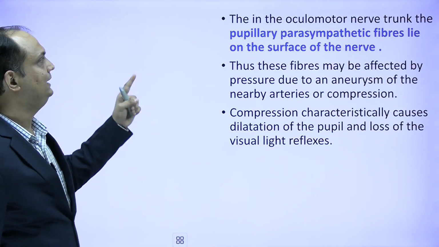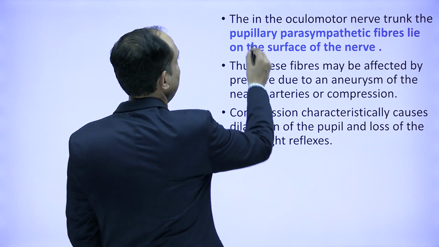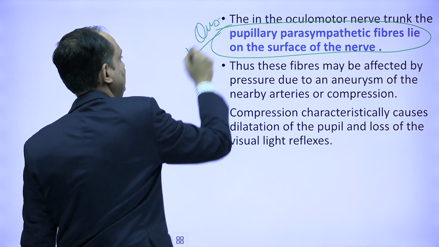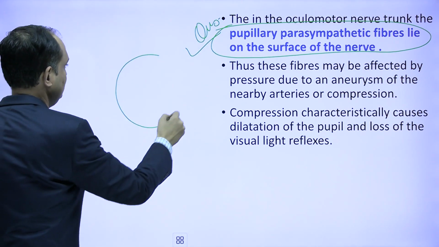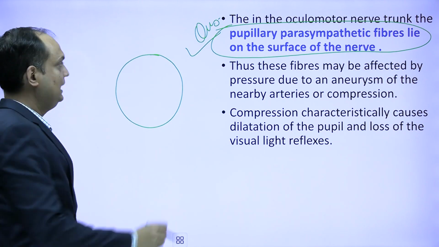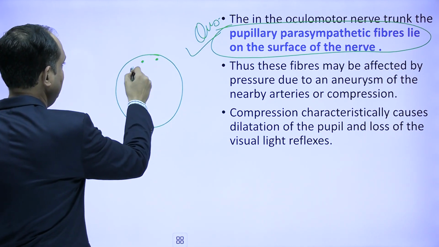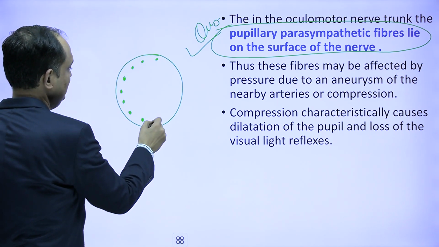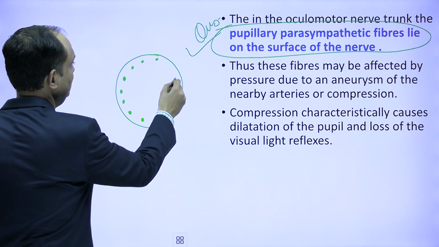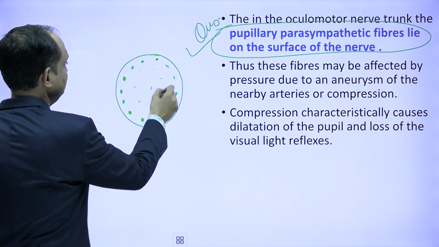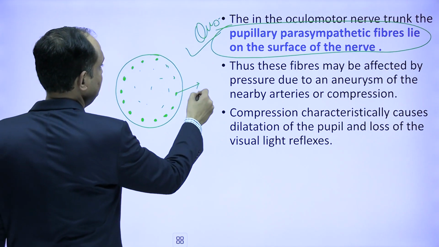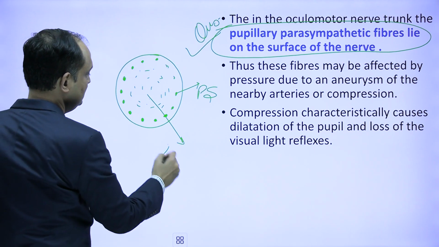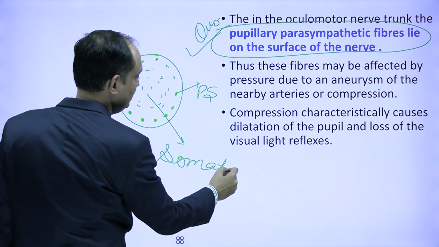Now, then in the oculomotor nerve trunk, the pupillary parasympathetic fibers lie on the surface of the nerve. Now, what does it mean? Suppose this is the cut section of your oculomotor nerve, and you know that in the nerve there are multiple small nerve fibers. When you see the arrangement of the nerve fibers, it has been found that in the nerve, the peripheral fibers which are present here are responsible for parasympathetic supply, while the inner fibers are responsible for the somatic supply of extraocular muscle.